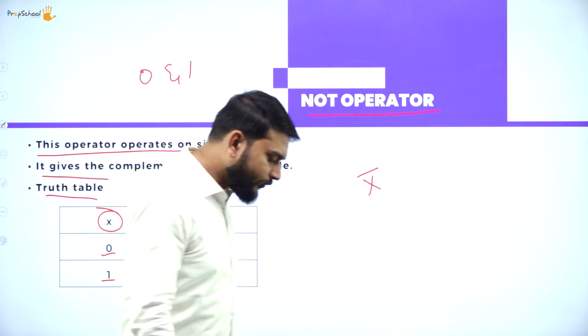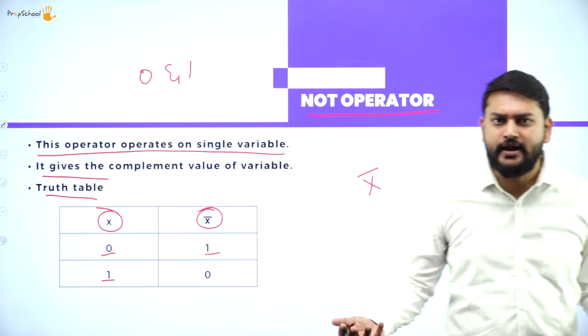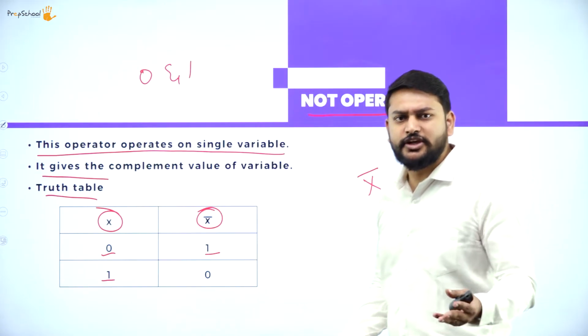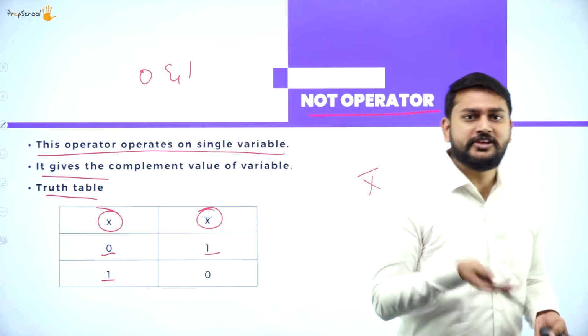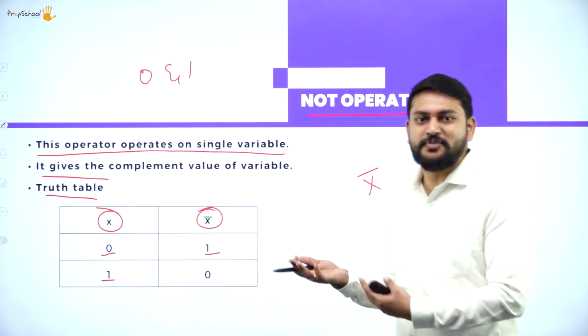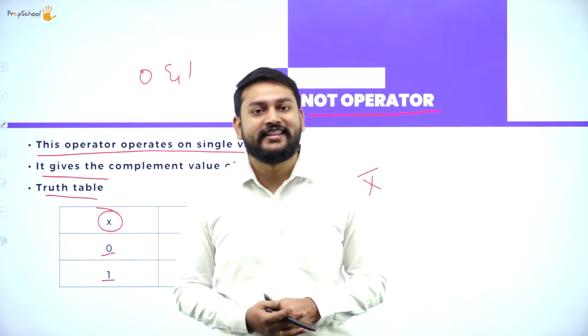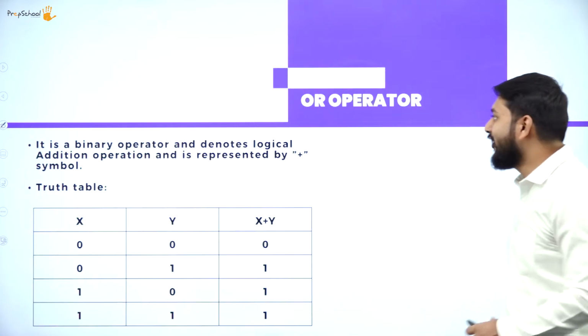Alright. So you understood about the NOT gate. It's very simple. If you pass 0, you will get 1. If you pass 1, you will get 0. If you pass male, you will get female. If you pass female, you will get male. Is it? Not like that. Alright. Moving on to the next one.